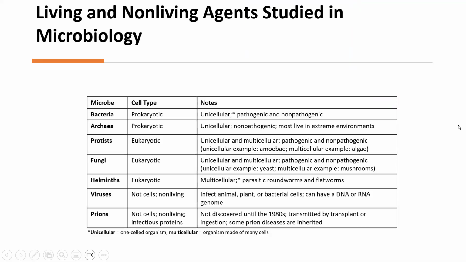And so as a general overview, we've got our two types of prokaryotes, our bacteria and archaea, which are both unicellular. We have our eukaryotes, which include our protists, fungi, and helminths. Now, protists and fungi can be unicellular or multicellular. Helminths generally come in multicellular form only. And then we have our non-cellular, non-living microbes like our viruses and our prions.